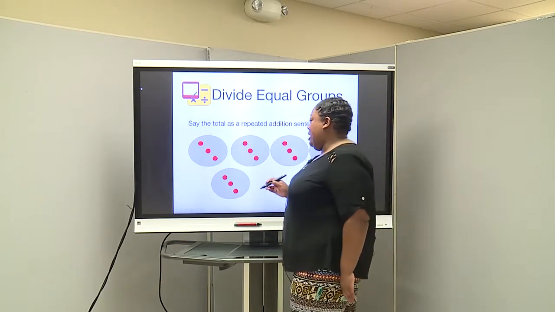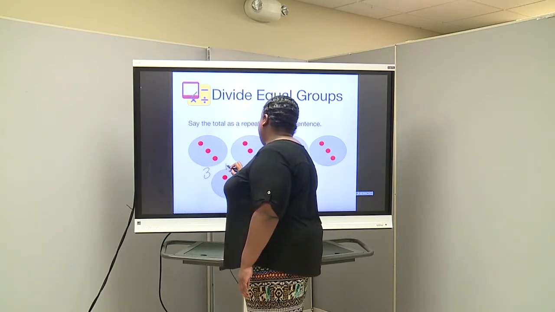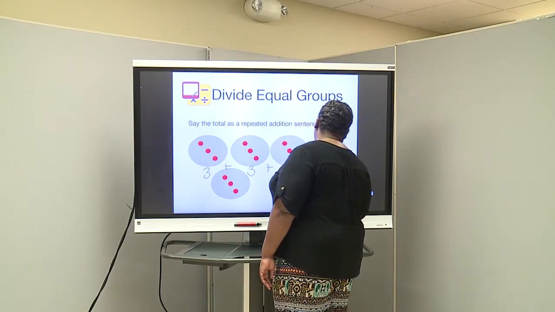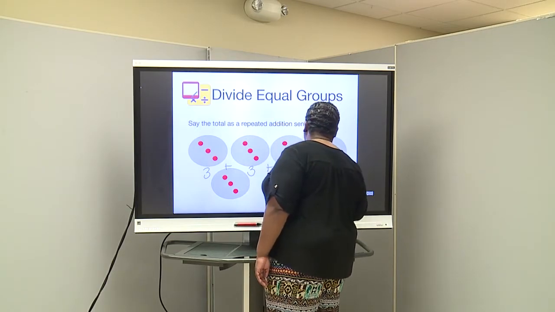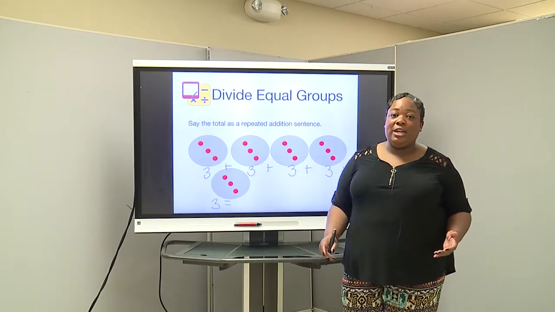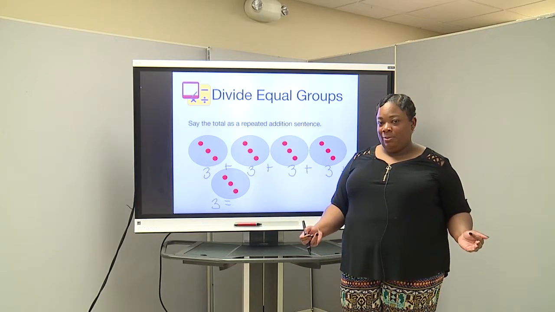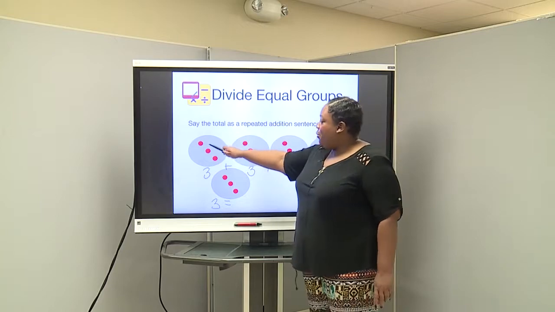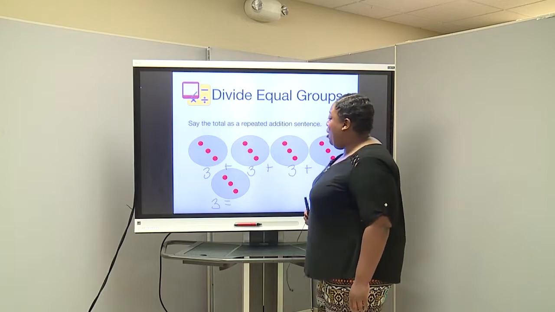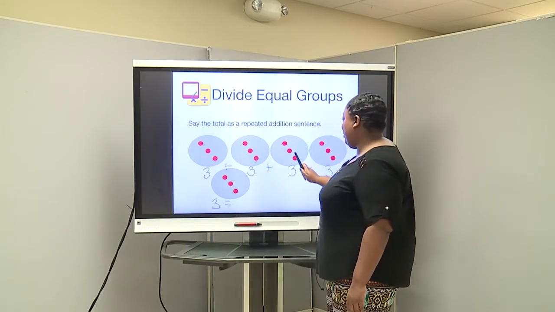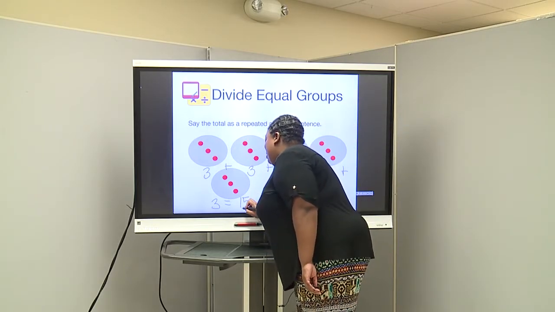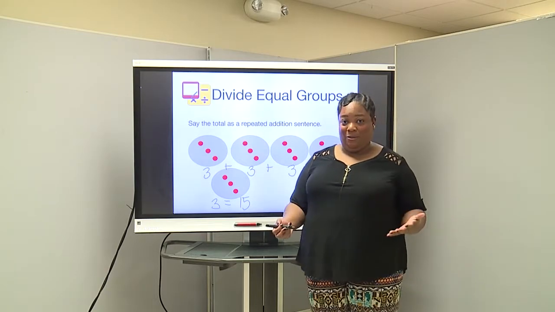So what we want to say is 3 plus 3 plus 3 plus 3 plus 3. Okay? So what we can do now is we can count by what? We can count by threes. Let's try. 3, 6, 9, 12, 15. So 3 plus 3 plus 3 plus 3 plus 3 equals 15. And remember, repeated addition means that we're adding the same number over and over.